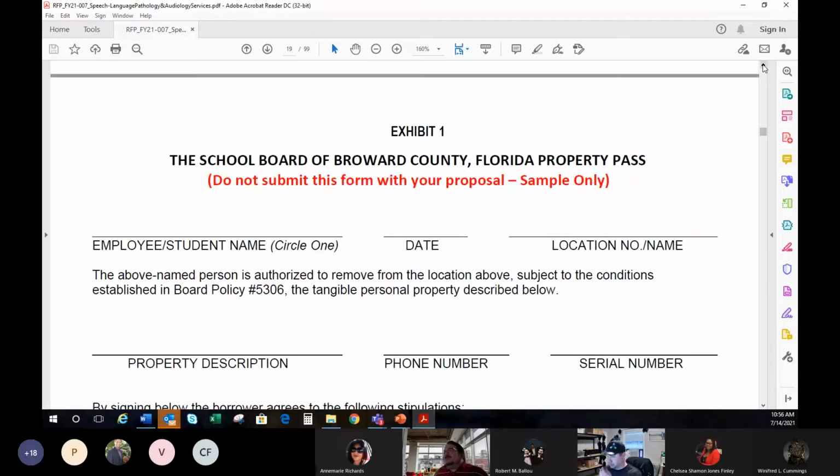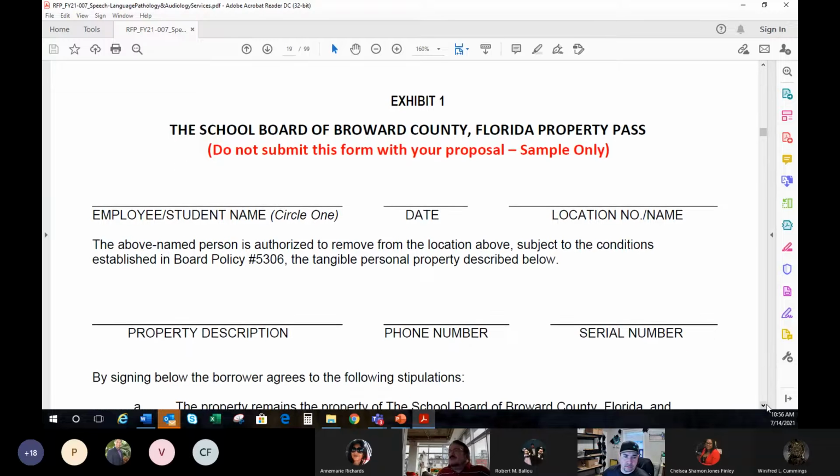In this RFP, the speech pathologists are given a computer from the district to use. So this is just a sample of the form that would need to be filled out so that you're authorized to use a school board computer for the services. So you'll want to scroll down farther.